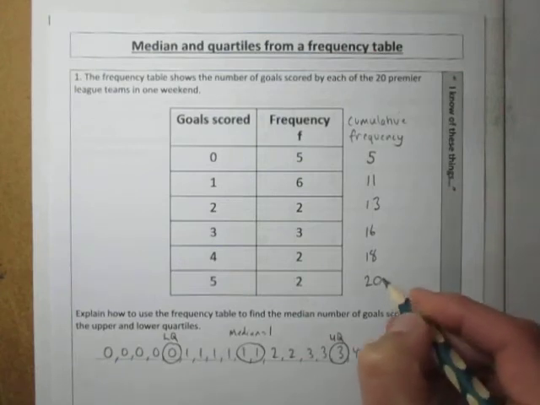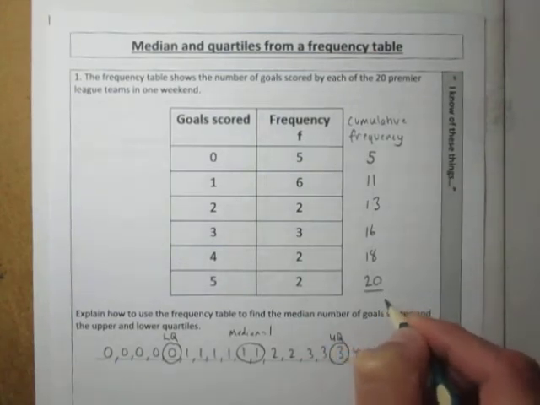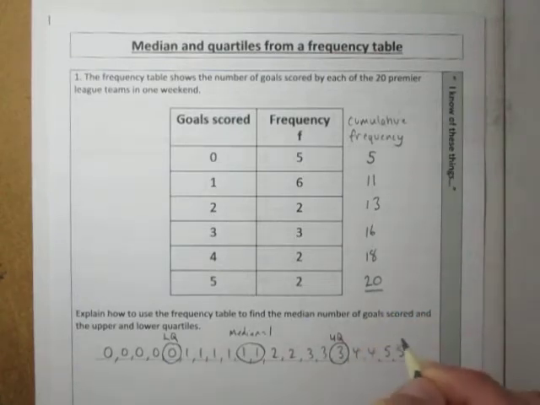That's right. The last value in the cumulative frequency column should always be the total number of pieces of data that you've got. So that's reassuring. That's 20. That tells us that we're doing something right.